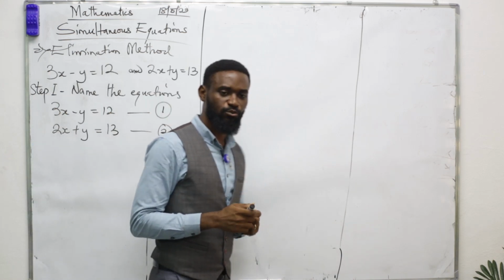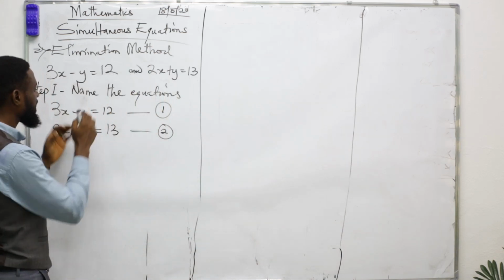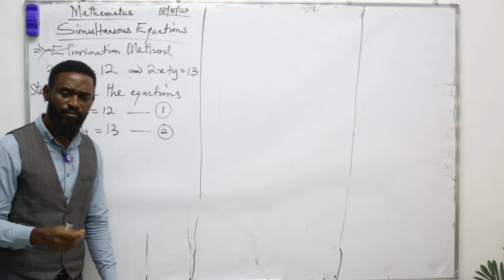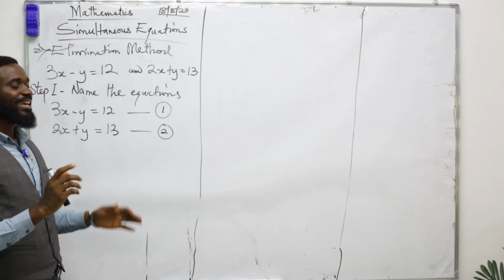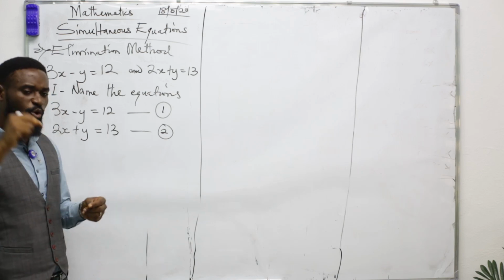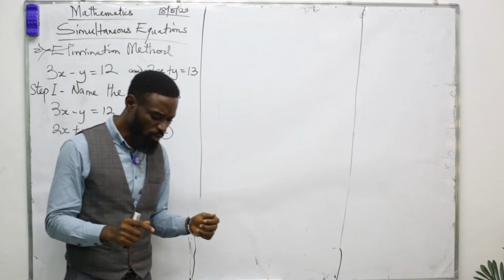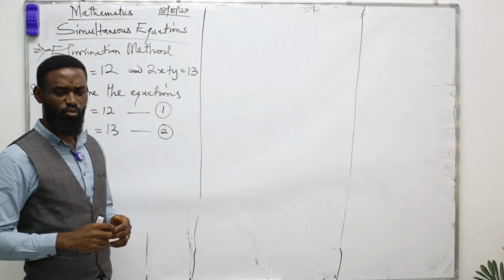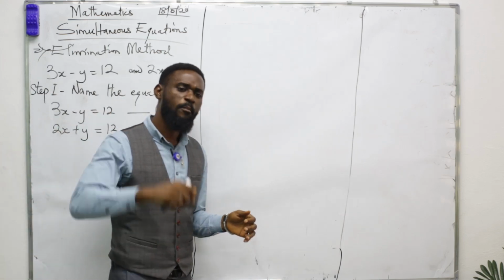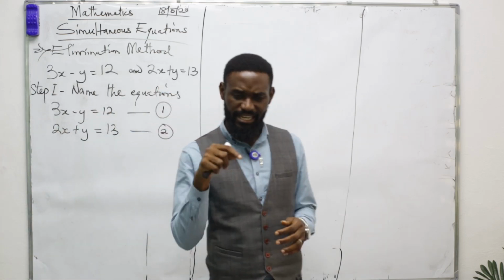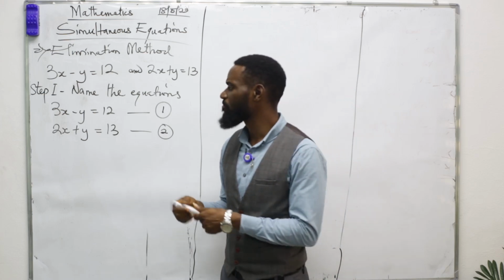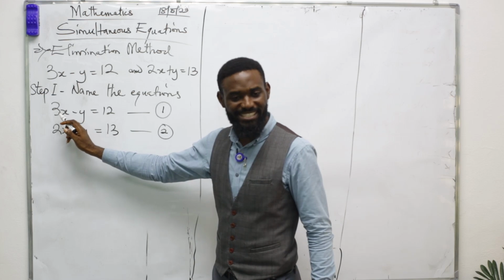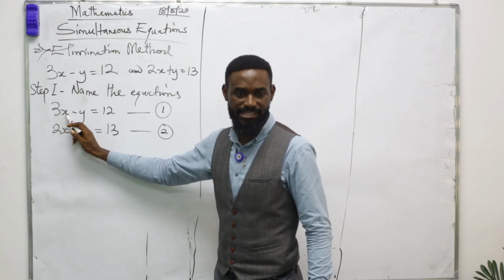Now, the next thing to do is, in each of these equations, look for the variable. For us to eliminate any variable, the coefficient of the variable that we want to eliminate must be the same. By coefficient, we mean the number multiplying the variable. For example, if we have 3x minus y equals 12, here the coefficient is 3 because 3 is multiplying x.